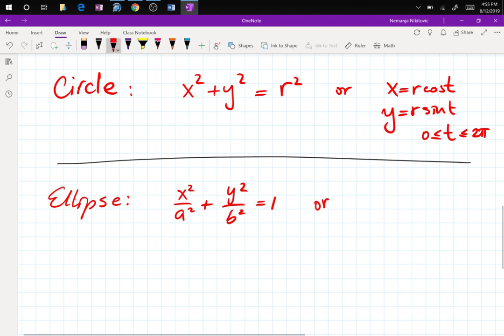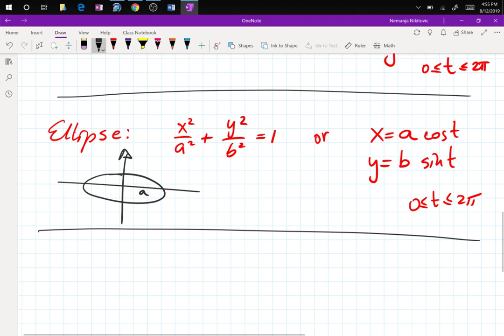We have a parametric set where x is equal to a cosine t and y equals b sine t, t between 0 and 2 pi. There's your parametric set for an ellipse. It has a and b, which are the semi-axes. This is your a and this is your b. And if a is equal to b, then obviously you have a circle, which you can show by replacing a and b with r and then just working out the algebra.